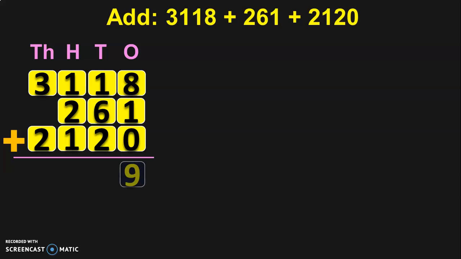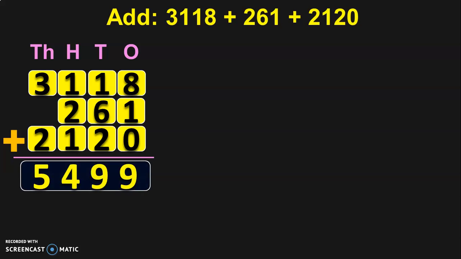Begin the addition from the ones place. 8 plus 1 is 9, 1 plus 6 is 7 and 7 plus 2 is 9. 1 plus 2 is 3 and 3 plus 1 is 4. And coming to thousands place, 3 plus 2 is 5. So the sum of the three numbers will give you the answer 5,499.